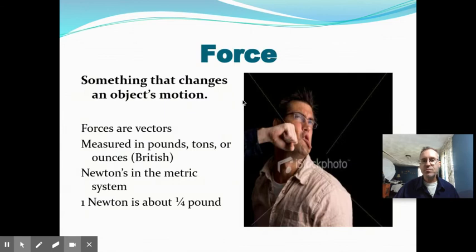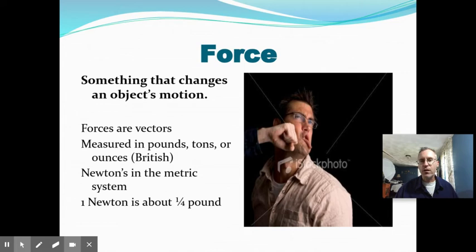All right, so what you need to know about forces is that they are vectors. They are measured commonly in America in pounds. A force, it's a very old measurement.